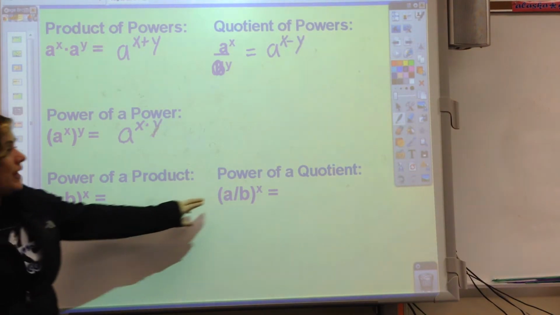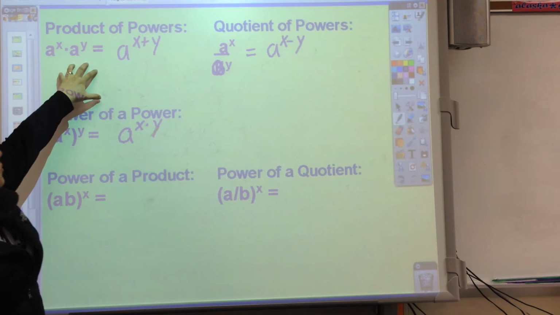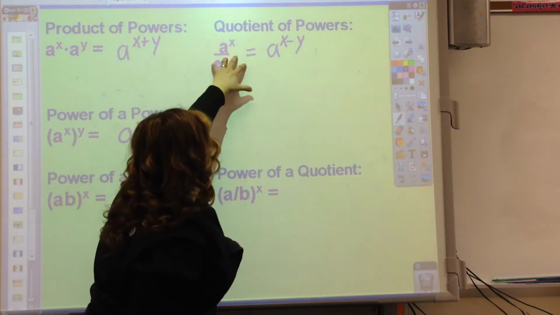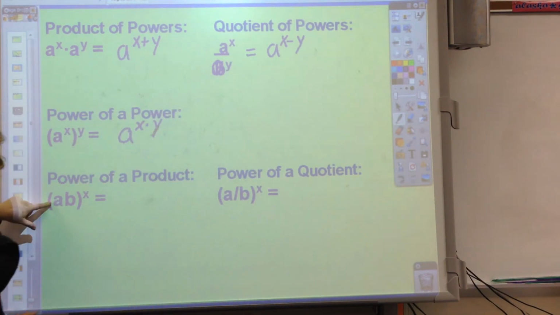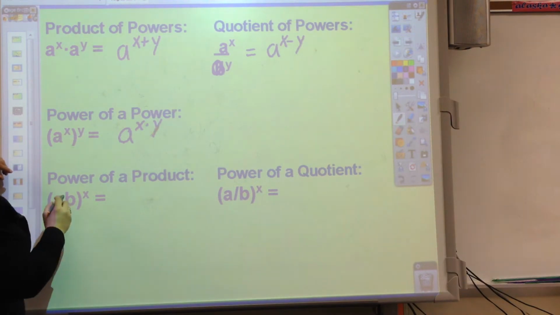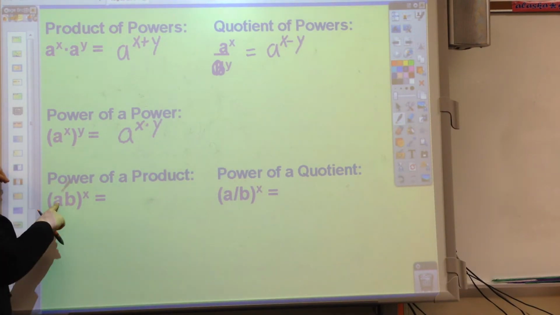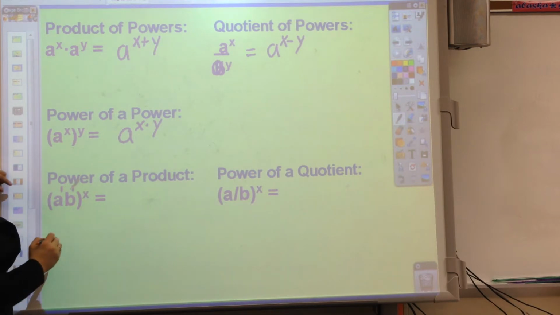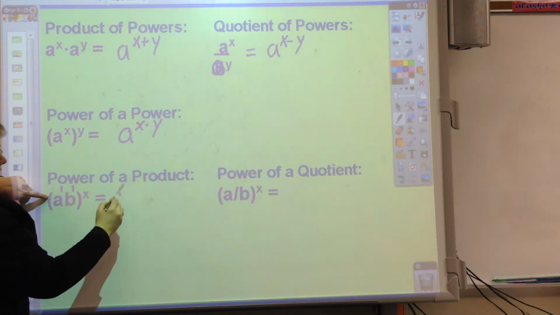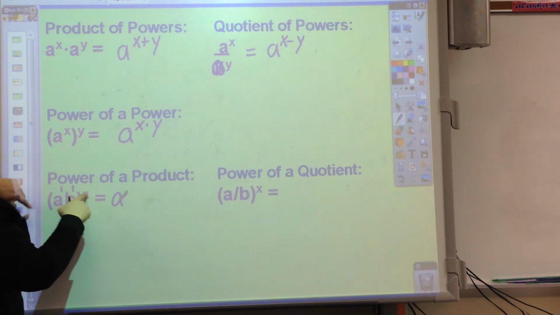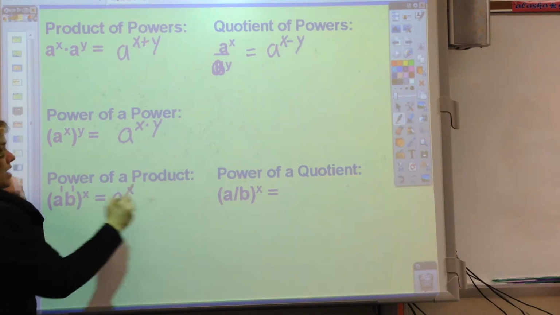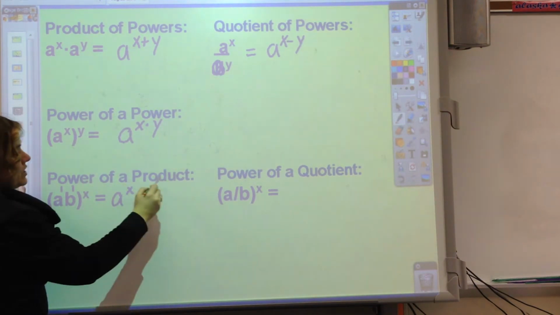And then we have our last two where we take the power of a product and the power of a quotient. So if I am taking the power of a product, notice that since I don't have any exponents written for A and B, their exponent is actually a 1. And so we're going to multiply that power in. And I get A to the 1 times x, which is x, and B to the 1 times x, which is x.